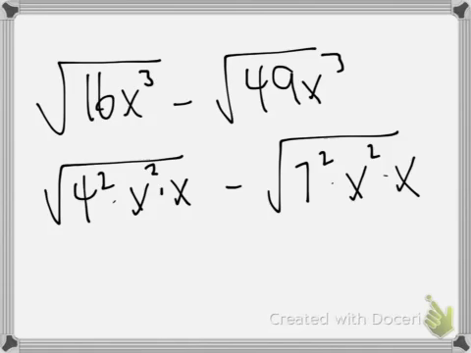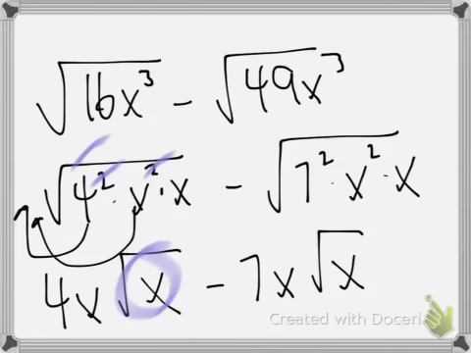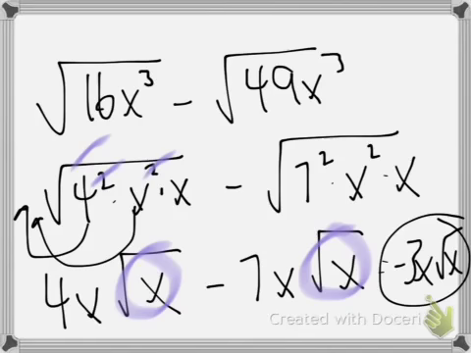Well, then these squares and square root will cancel, and we will bring those out front. So that's going to be 4x square root of x, minus 7x square root of x. Then since we have like terms, I can simply add their coefficients, or in this case, subtract them. So 4 minus 7 is negative 3x square root of x, and that would be your final answer.